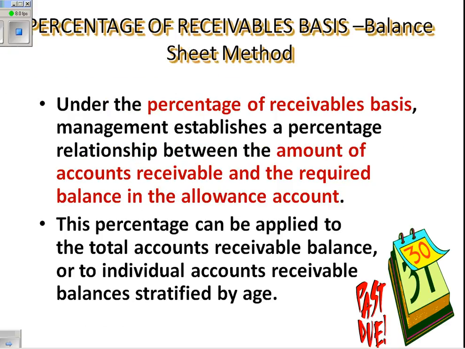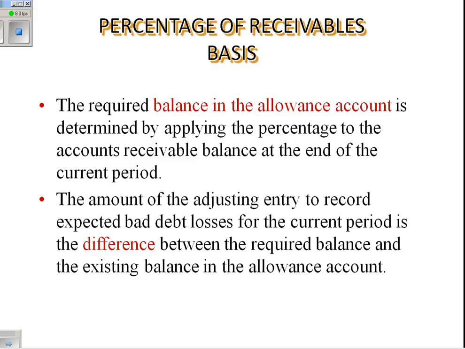Under the percentage of receivables basis, management establishes a percentage relationship between the amount of accounts receivable and the required balance in the allowance account. This percentage can be applied to the total accounts receivable balance or to individual accounts receivable balances by age. And again, this amount that they're estimating is based on the history of what has been uncollectible in the past. The required balance in the allowance account is determined by applying the percentage to the accounts receivable balance at the end of the current period.